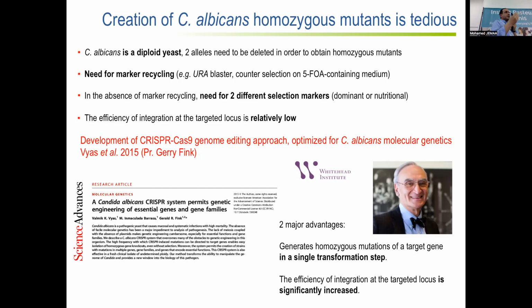using the principle that CRISPR-Cas9 allows us to create site-specific double-strand breaks, and you can release ends that are highly recombinogenic. Okay, so you can insert your cassette and select mutants this way. The second is that the efficiency of integration at the targeted locus is significantly increased by using the CRISPR-Cas9 system.